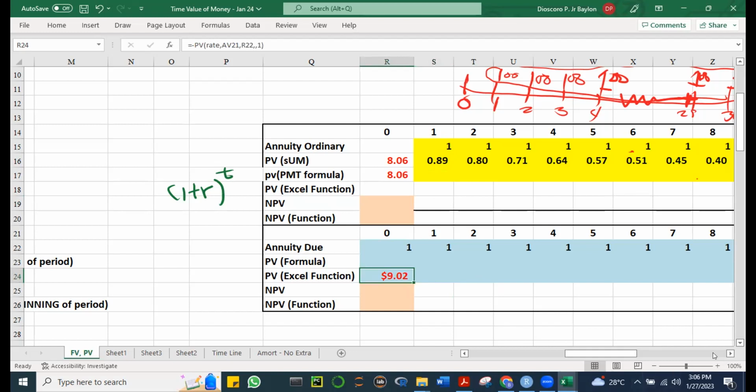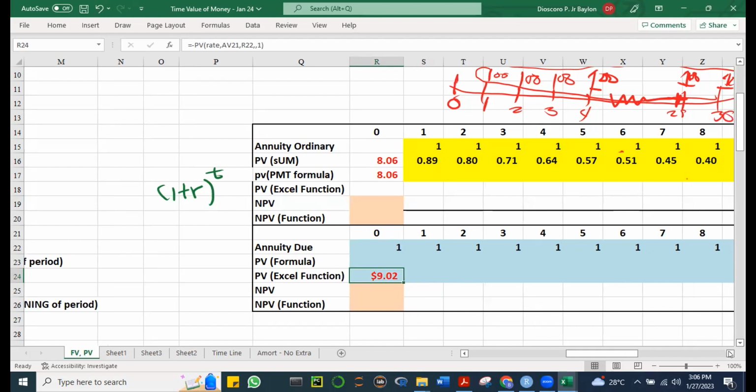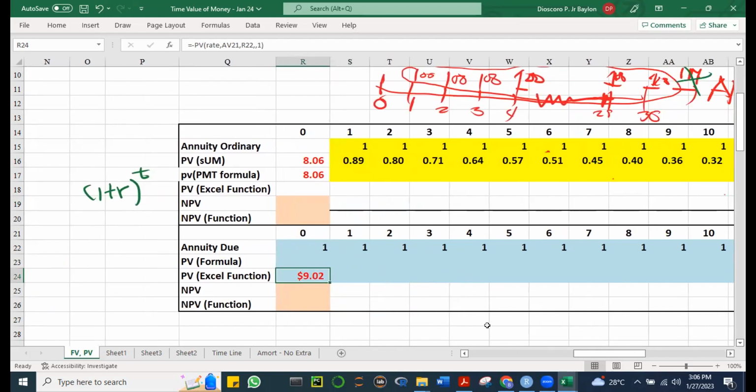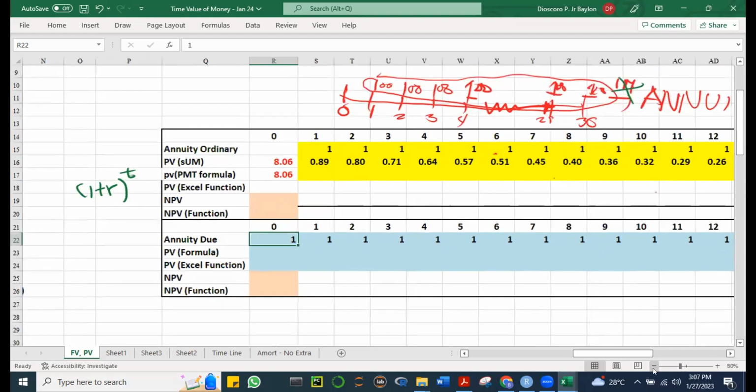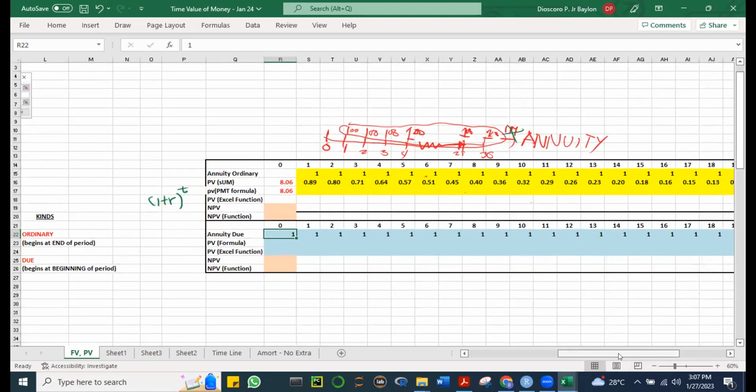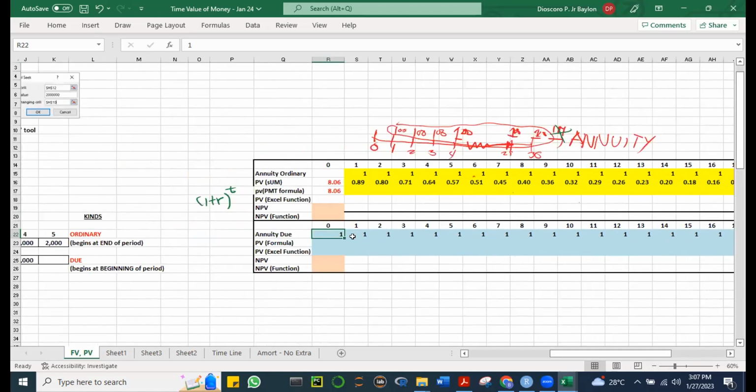Now, I'll give you 2 minutes, class. This time, let's delete this first. So get the present values of each of these, and let's add it here to get the present value of an annuity due. Notice what's the difference between this one and the one above. This one is an annuity due because it starts immediately here. It starts at the beginning of the period.